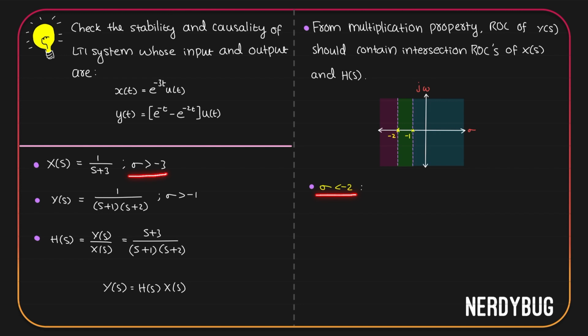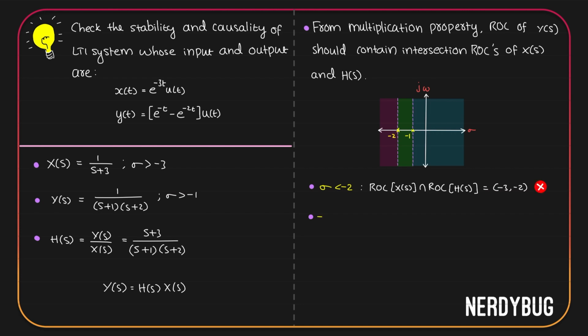Both these ROCs overlap between minus 3 and minus 2. So we can write the intersection of ROC of X(s) and ROC of H(s). This is the range from minus 3 to minus 2. But according to the multiplication property, ROC of Y(s) should contain the intersection of ROCs of X(s) and H(s). ROC of Y(s) is given here. It is sigma greater than minus 1. Intersection is between minus 3 and minus 2. They definitely do not overlap. So this is not our correct option.